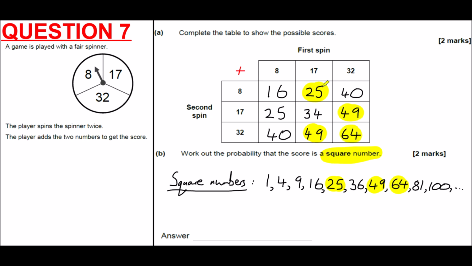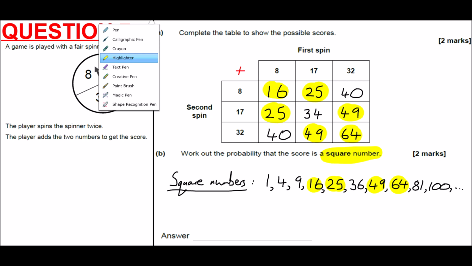Apologies, I must be tired. 25's come up twice. And also 16 too. I missed 2 there, that's quite bad. Anyway, got them eventually. So, if the others aren't square numbers, there's 6 here out of 9 combinations that are square numbers.